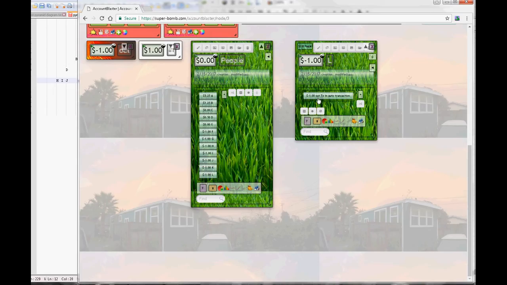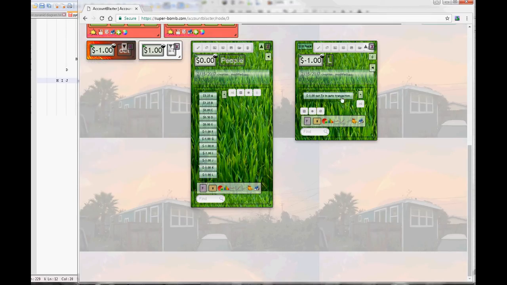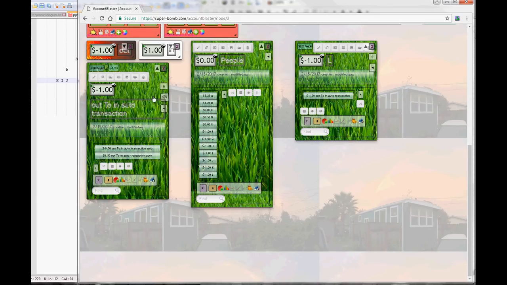So there it is. L paid E a dollar, and this is the double entry accounting entry side. This is the side in L. This thing, and this is the side in E.